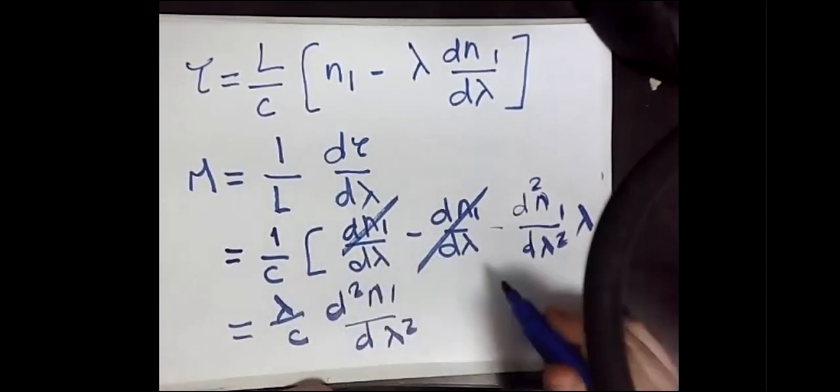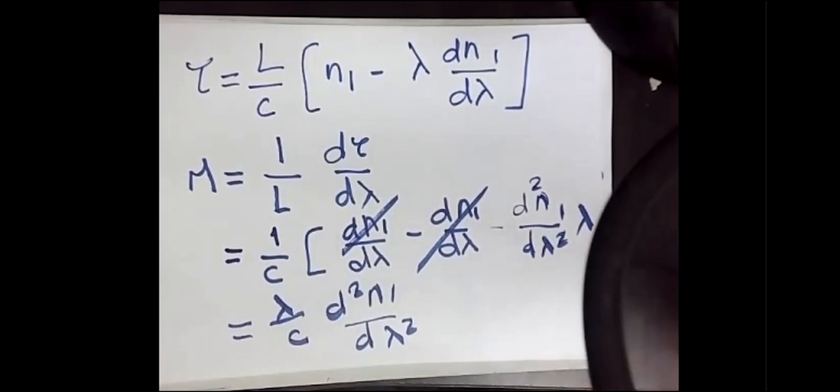So this is the second derivative of the refractive index with respect to lambda, and this results in M as a fabrication parameter for an optical fiber. So you can know M whenever you can access the data sheet for an optical fiber. So why is this M important?